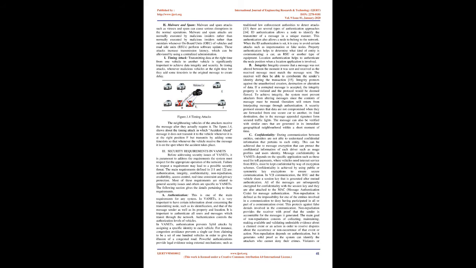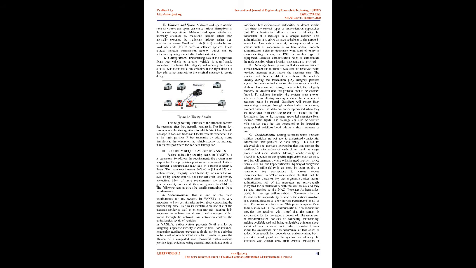A. Authentication. This is one of the main requirements for any system. In VANETs, it is very important to have certain information concerning the transmitting node, such as its identification, and that of the message sender, as well as its property and location. It is important to authenticate all users and messages which transit through the network. Authentication controls the authorization levels of vehicles.